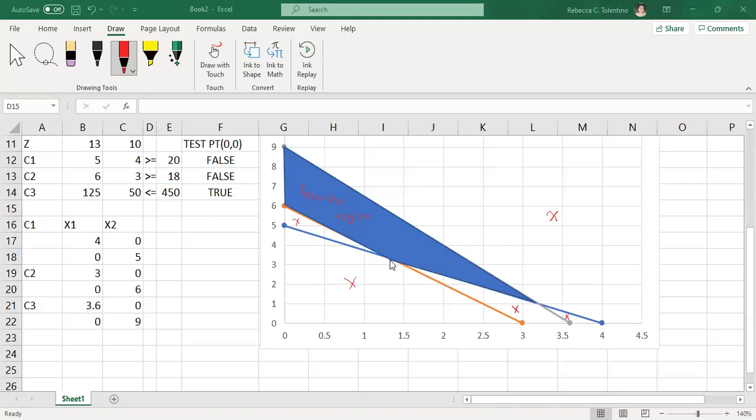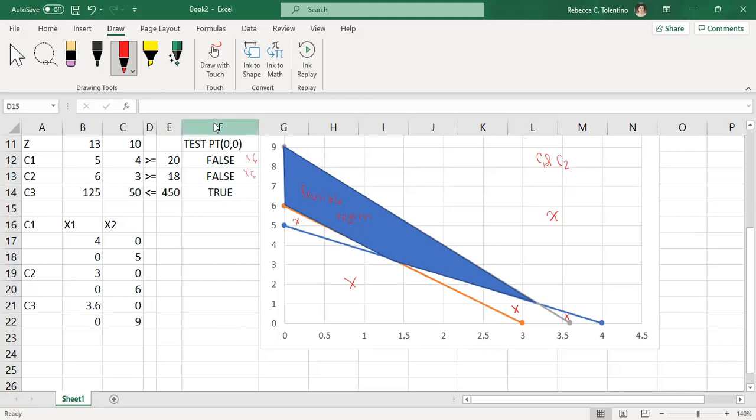Okay, so again, this point is the intersection of the blue and the orange. So what we need to compute are the intersection of C1 and C2. For C1 and C2, we can use matrix, pero mas sanay kayo sa elimination. We want the numerical coefficient to be the same, either for x1 or x2, in order to use the elimination method. So if we want to eliminate x1, then this should have the same numerical coefficient. Considering that we have 5 and 6, that means we will be multiplying this by 6, and this one by 5.